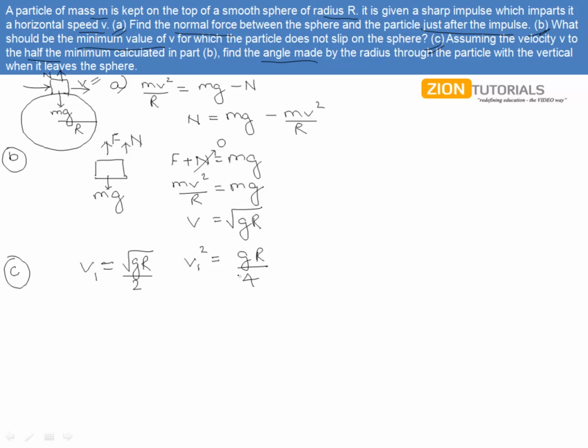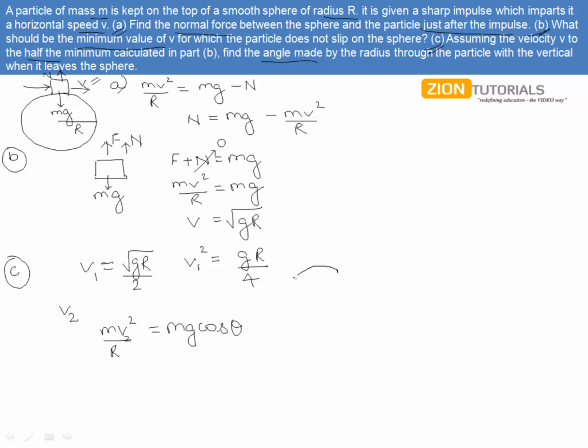Now let us suppose that the velocity when the block leaves the contact with the sphere is v2. Then we can write the equation as mv square by r at that point, that is v2 square, equal to mg cos theta.